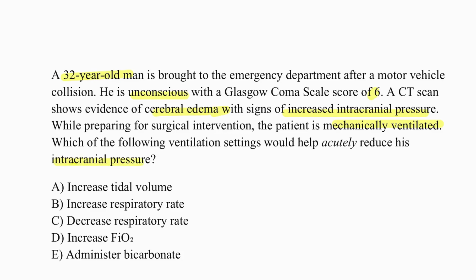So if you'd like to answer the question on your own, you can pause the video here and come back when you're ready. So what is the correct answer? It is B, increased respiration rate. So let's go over why B is the correct answer.